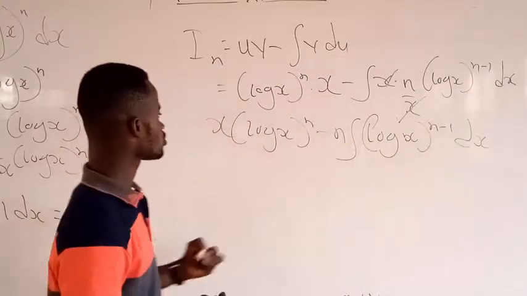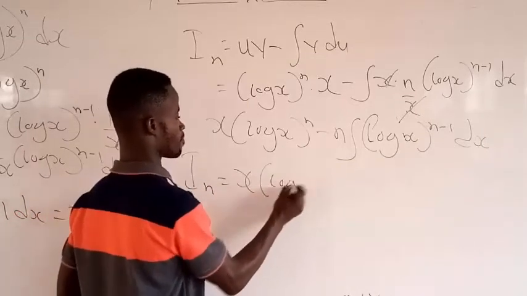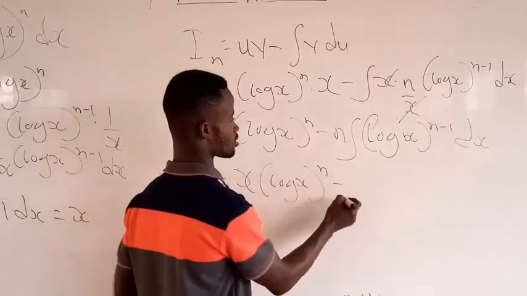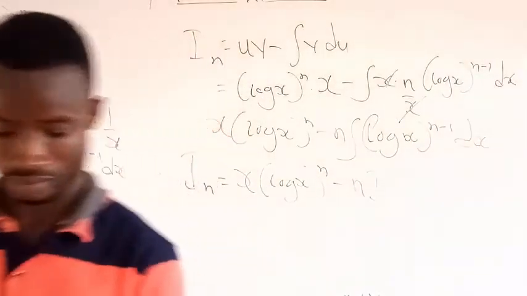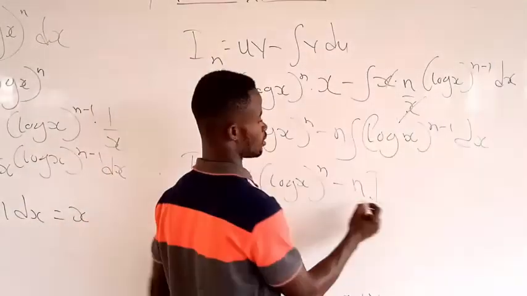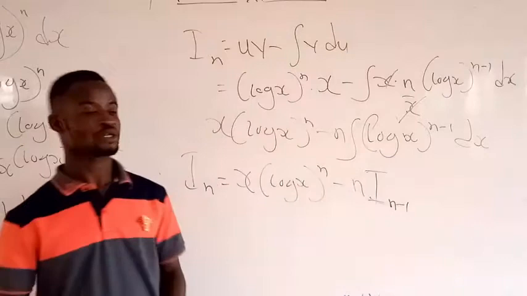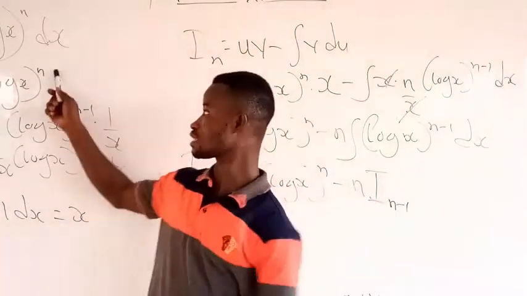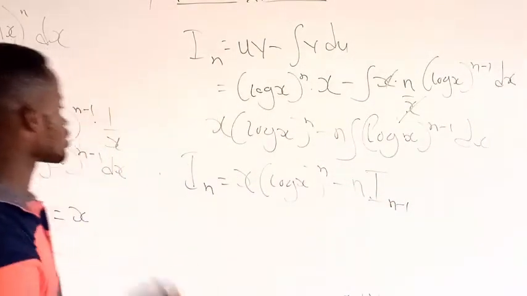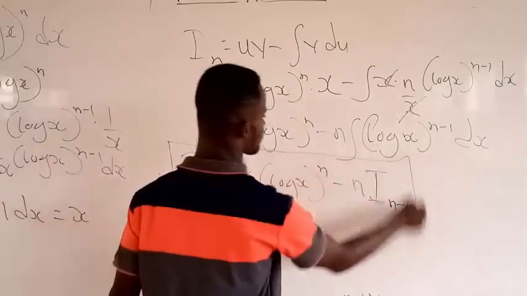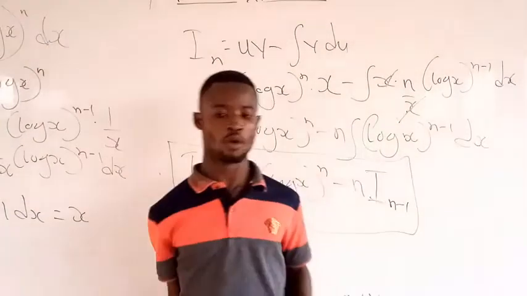Don't forget what is going to happen: n minus 1. So I_n is equal to x (log x)^n minus n I, subscript n minus 1, because that's exactly what is here, but here is n. So here is n minus 1. We have already established that. Very good. So this is going to be the general reduction formula for any question which is of this form.